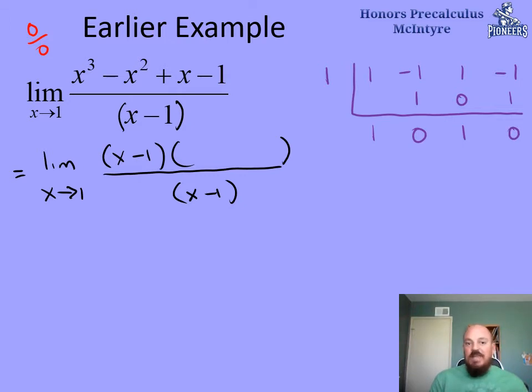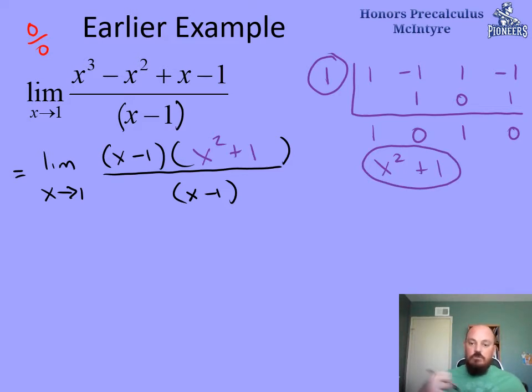So I've gone from x cubed, where I started, to x squared. So this represents 1x squared plus 0x, I won't even put that in, plus 1. That's what goes inside the parentheses here. That's how synthetic division works. This 1 represents the x minus 1. This represents what's left over after I factored it. So those two things are what we factored into.